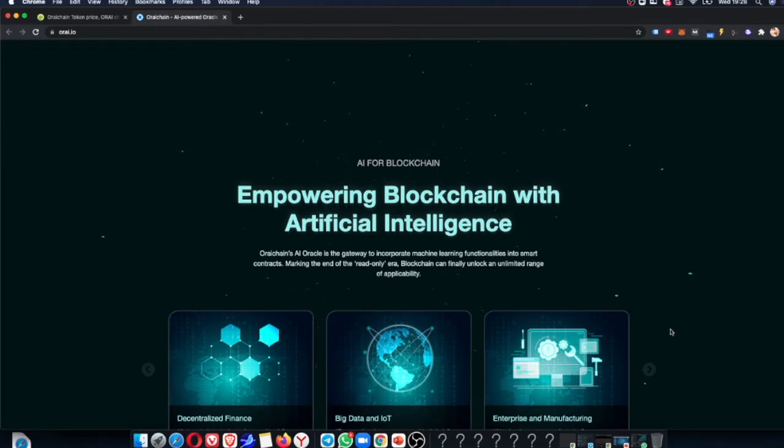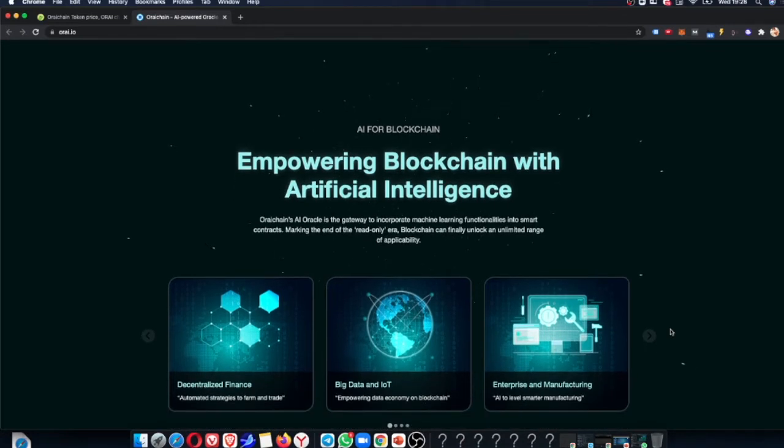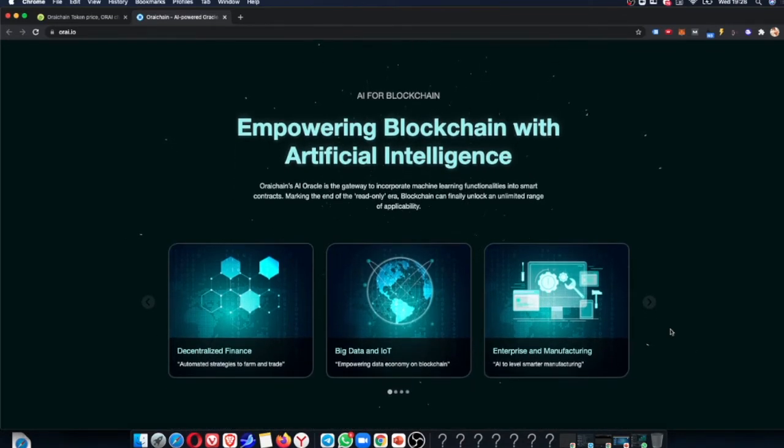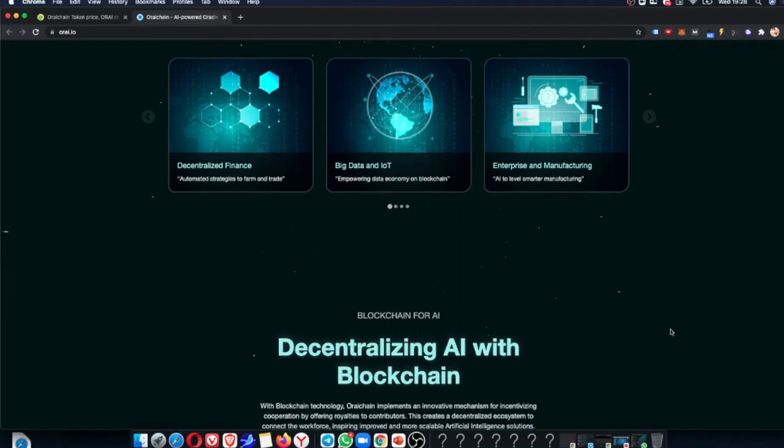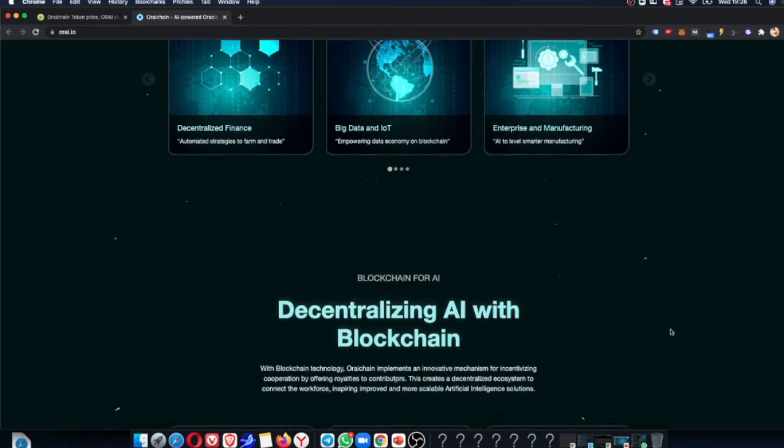And you can finally unlock the whole unlimited range of... I can't pronounce the right word I'm trying to say, but you guys know what I mean, right? The whole decentralizing AI with blockchain. This is what Oraichain is doing, okay?